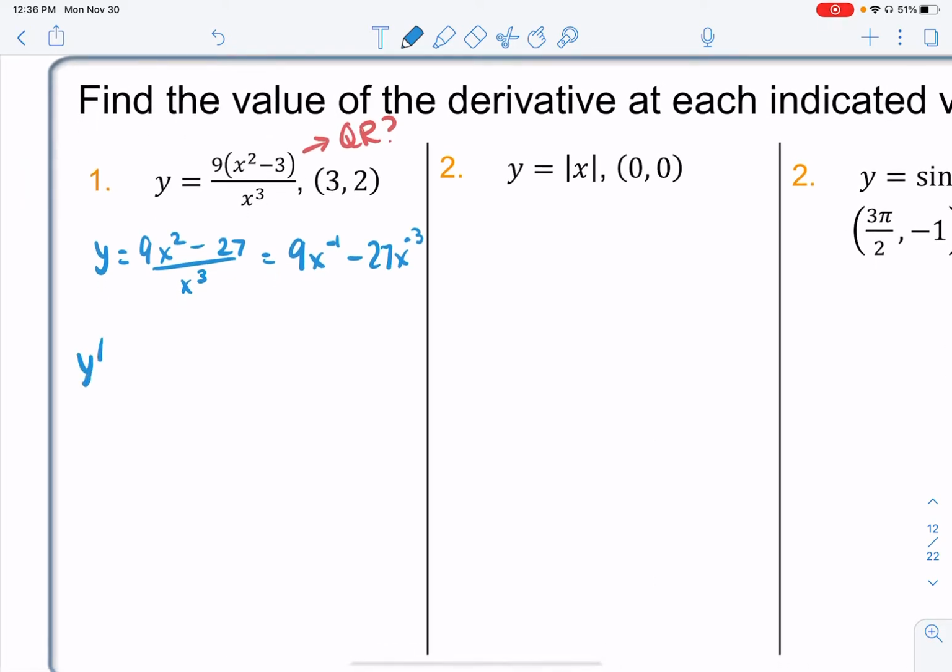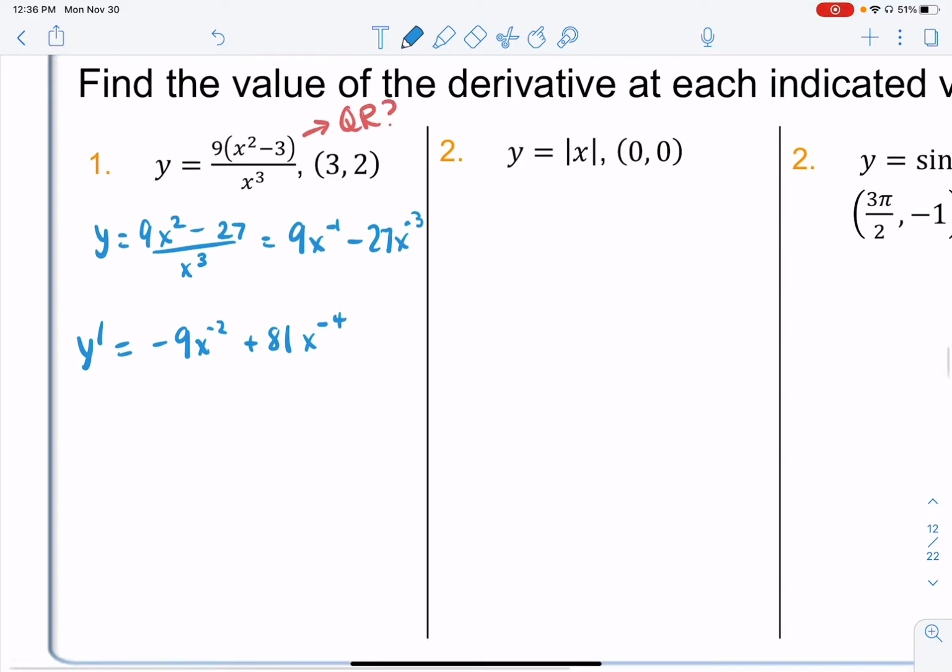So y prime is equal to, leapfrog that thing down, negative 9, x to the negative 2 power, and then leapfrog our power down, that'd be 81. So plus 81 x to the negative 4 power. And then I don't like to have negative exponents, so let's pull out something. Let's pull out the lowest exponent, which of course is going to be our x to the negative 4 here.